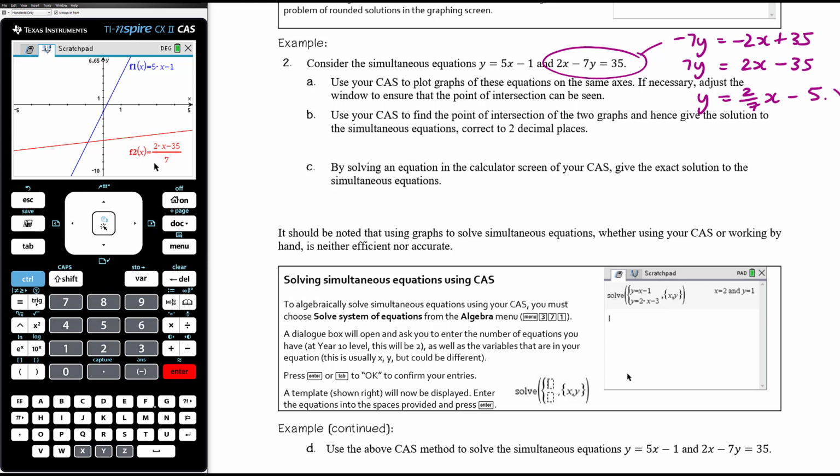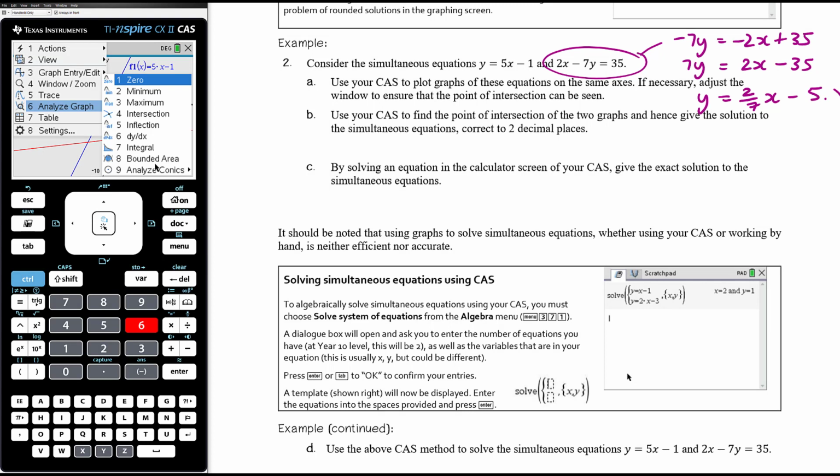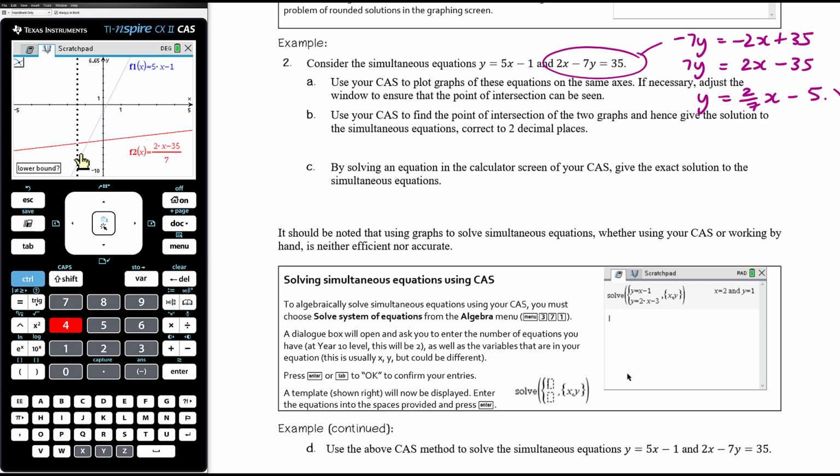So it says use your CAS to find the point of intersection of the two graphs and hence give the solution to the simultaneous equations correct to 2 decimal places. So I'm going to do it in the graphing screen here, and then part C asks us to solve an equation in the calculator screen. So we're going to do menu, 6, intersection, number 4, okay, and we're going to go lower bound, upper bound, and there we've got our point. I'm just going to move it so I can read it properly.